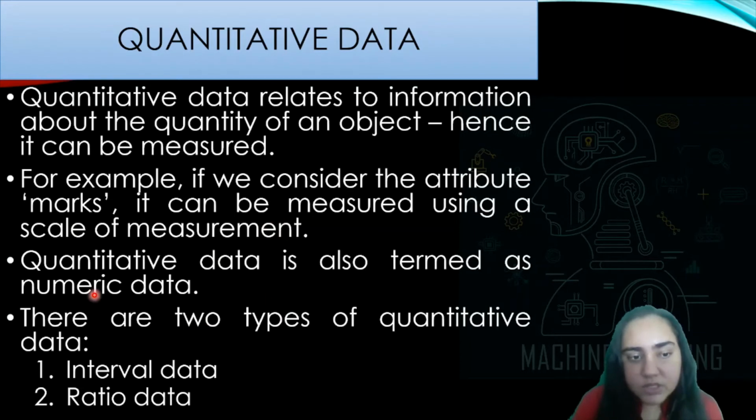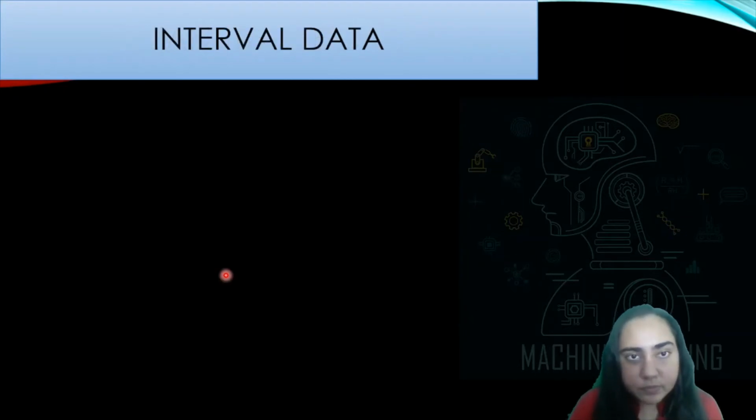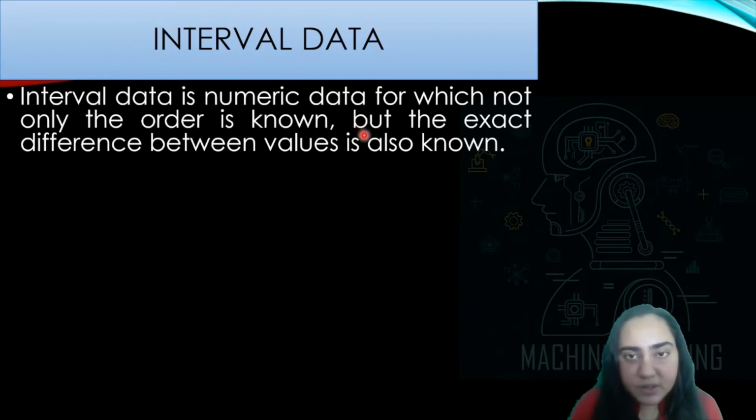And quantitative data can be divided into two categories: interval and ratio. And of course, you can use all the statistical measures to measure quantitative data. You could use mean, median, mode, find the IQR and range and everything. We will be studying these as well in detail, because the idea is to first understand the data type and then apply these measures. So first, let's see what is interval data. So interval data is numeric data for which not only the order is known, but the exact difference between the values is also known.